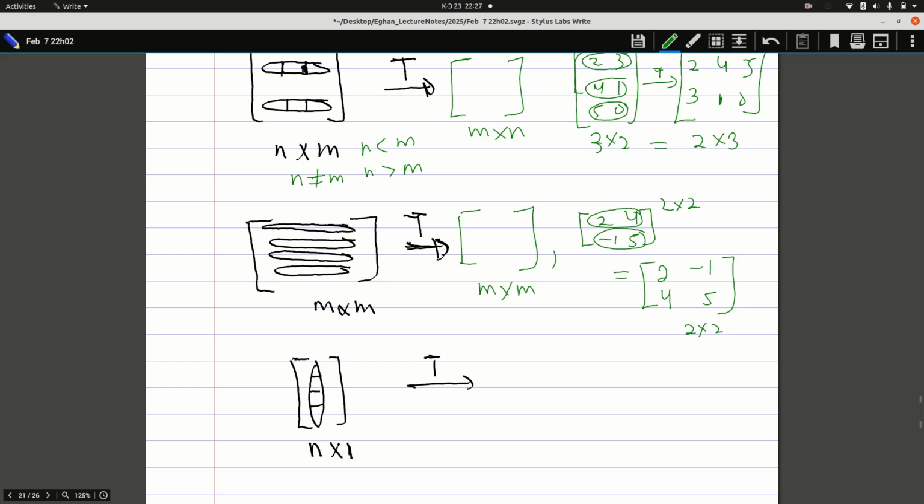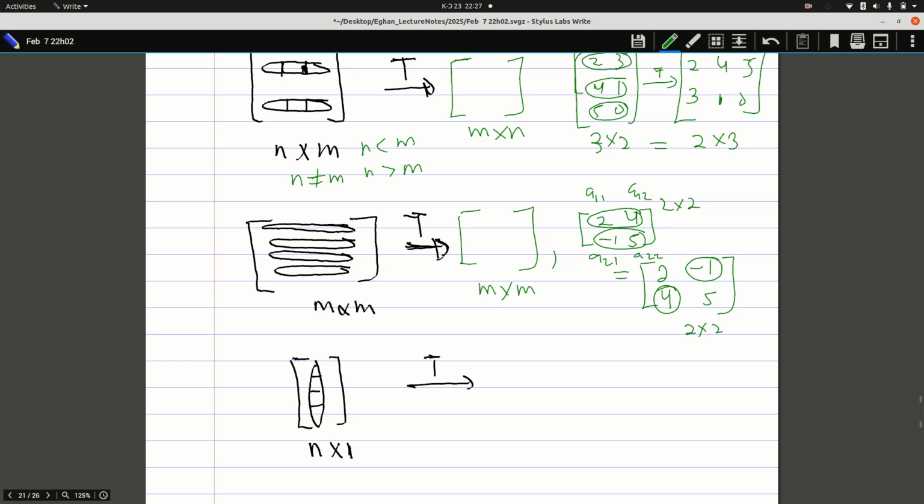So you can see this was A11, A12, A21, A22. But now it has changed. See where A12 is, it is now here. And A21 is now here. It has changed positions.